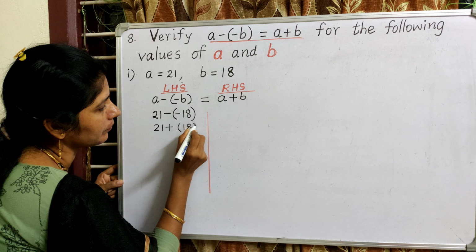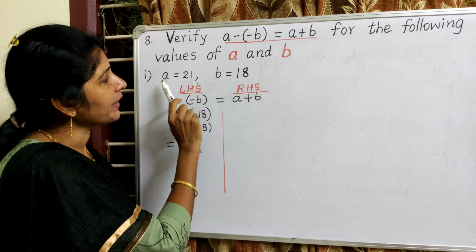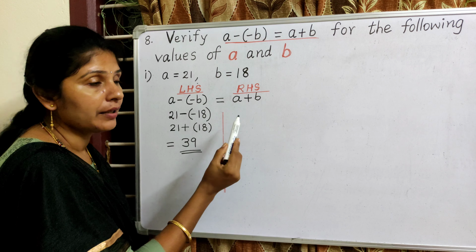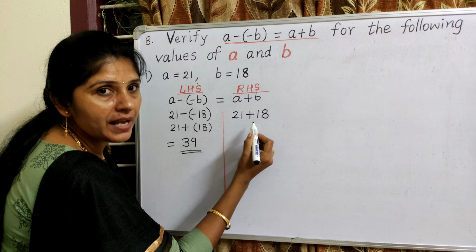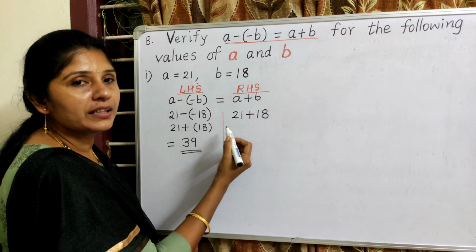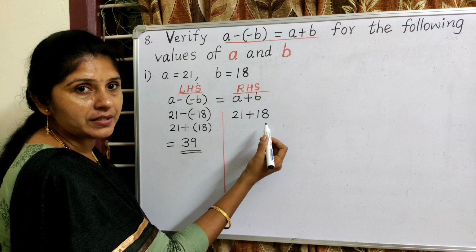Now let us solve the right hand side. A plus B. Write the values of A and B in the formula. In A's place, write 21 plus in B's place, write 18. Now it is 21 plus 18. Both the numbers are positive numbers. So add them and keep the same sign in the answer. 21 plus 18 is equal to 39.